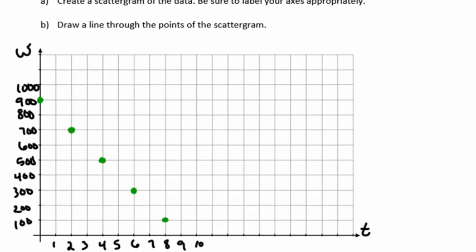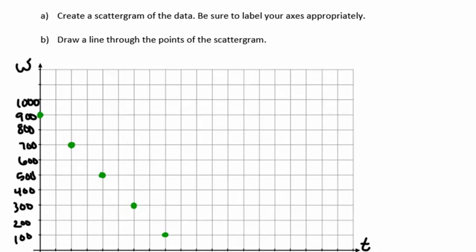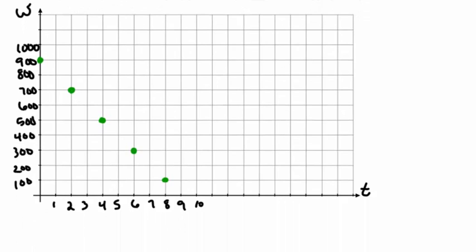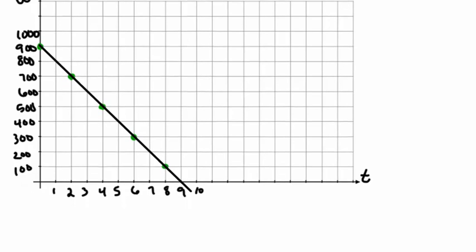All right, let's see what the next step is. Part B: draw a line through the points in the scattergram. So get out your ruler and connect these as straight as you can with a line. It's important that your line goes all the way through the first point and continues on until it goes off of the graph. Notice that these points are exactly on the line. This is an exact linear relationship. In the next section, we'll be talking about some approximate linear relationships.